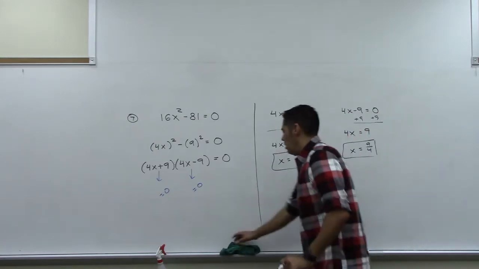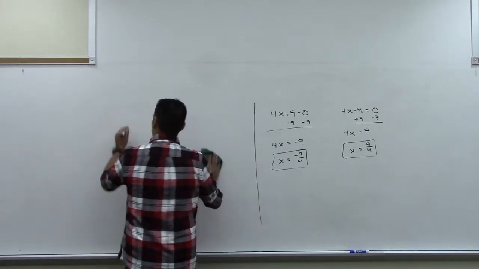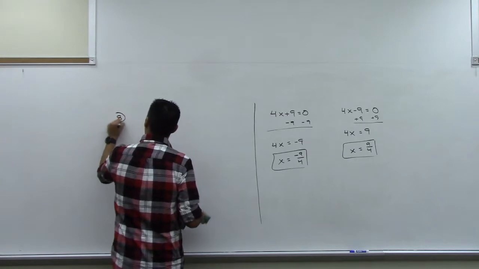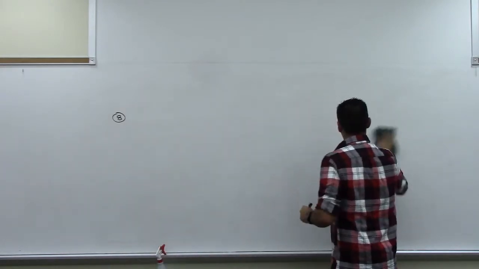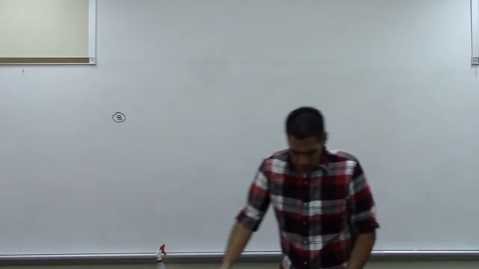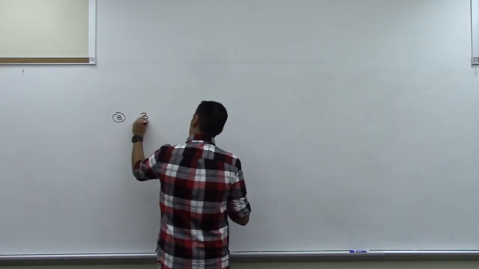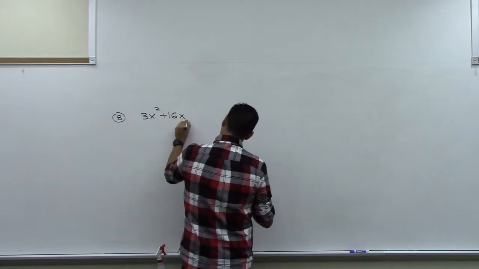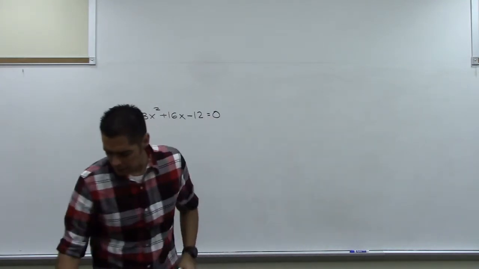All right, moving along. Problem number 8. Solve the following quadratic equation by the quadratic formula. So we have minus 12 equals 0. Okay, I might need my calculator for this.